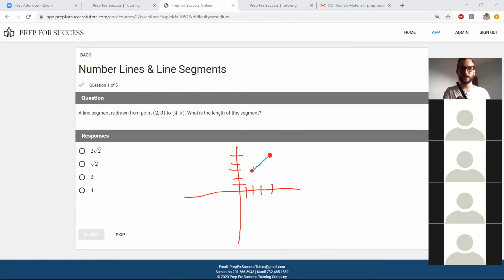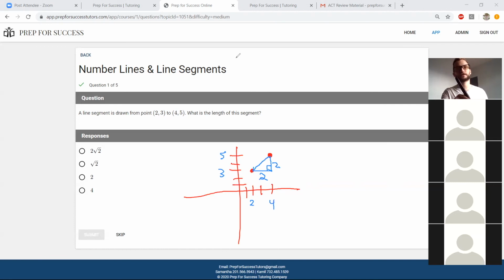So what I can do is I always create a triangle like this. And I just do Pythagorean Theorem. So if this is 2, and this is 4, that means from 2 to 4, this is going to be a distance of 2. And then if this is 3, and this is 5, that means this one's also 2. So it's going to be 2 squared plus 2 squared. So first of all, we know it's 2, 2.